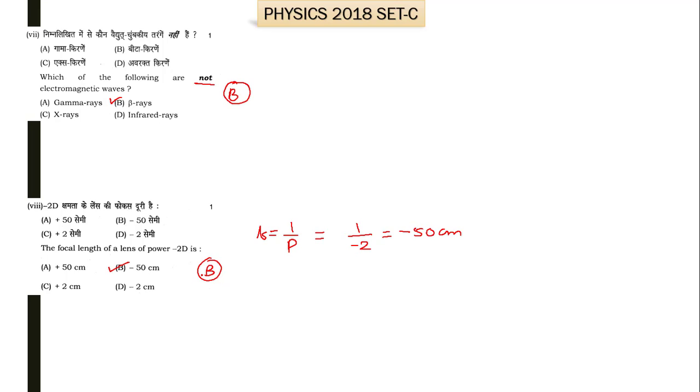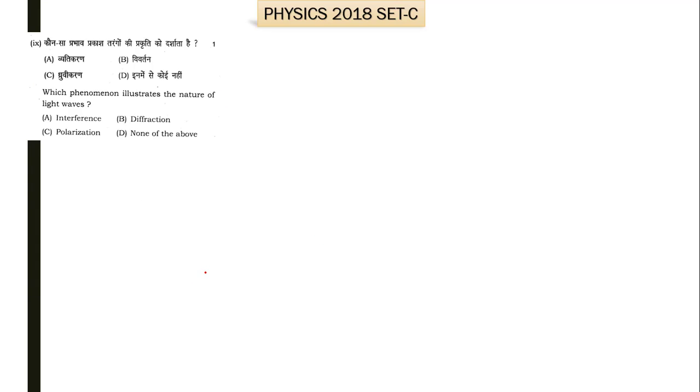Now moving towards the next part of this question, that is the 9th part. It says: which phenomena illustrate the nature of light waves? What nature? It gives no information about what kind of nature it is asking from us. So I think this question is not okay, because interference, diffraction, polarization, everyone gives some information about light waves. So this question is not okay. So the board should give one grace mark for this.